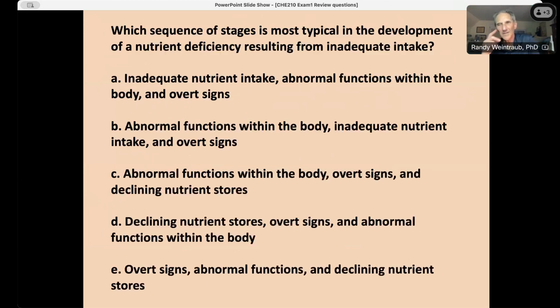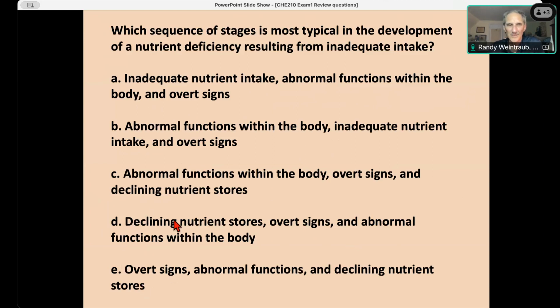Sequences in developing a nutrient deficiency. It's one of these things that take a while. It's usually chronic. If we didn't have iron for even a few weeks, we may not feel it very much. It'll take time, especially something like calcium or vitamin D. It'll take a much longer time till any kind of symptoms are seen. So certainly, we don't see overt signs right away.